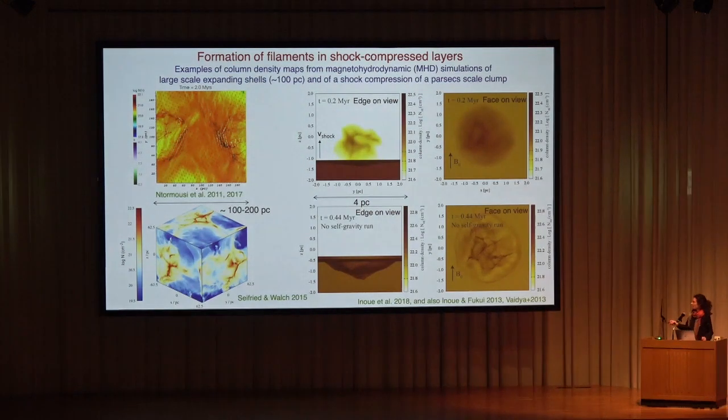Here I show a few examples of numerical simulations studying the effect of the expansion of large-scale bubbles on the ISM. On the left-hand side is a large-scale simulation, and on the right-hand side you can see a parsec-scale, smaller-scale simulation, which shows very nicely how the propagating shock compresses an initially roundish spherical clump into a compressed 2D sheet-like structure where filaments form.